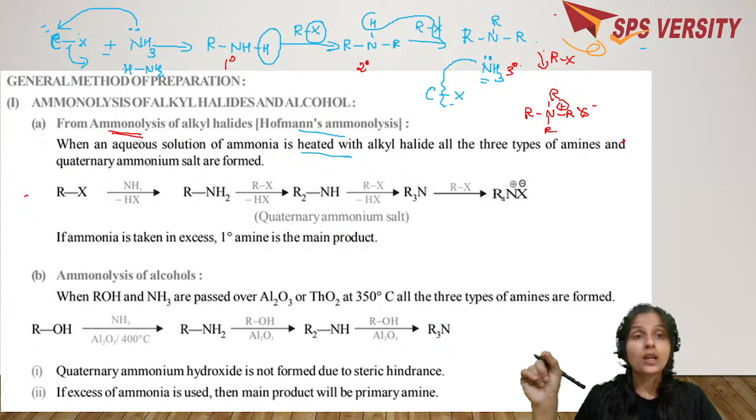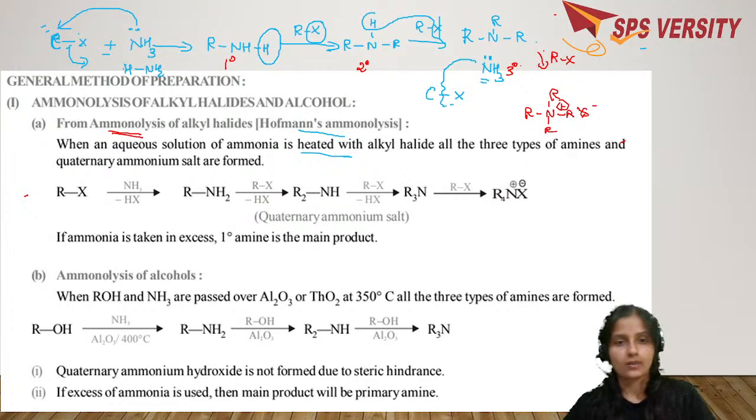Instead, if a solution of excess ammonia is treated with the alkyl halide, then you are going to get the primary amine. If you just heat RX with ammonia, you are going to get primary, secondary, tertiary, as well as quaternary, so it's a mixture of products. But if you take excess ammonia, only one product will be formed, that's the primary amine, the main product, I can say.